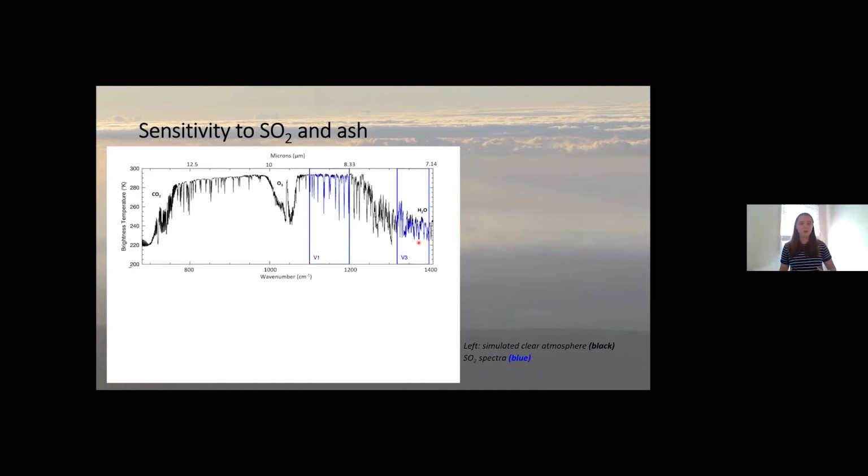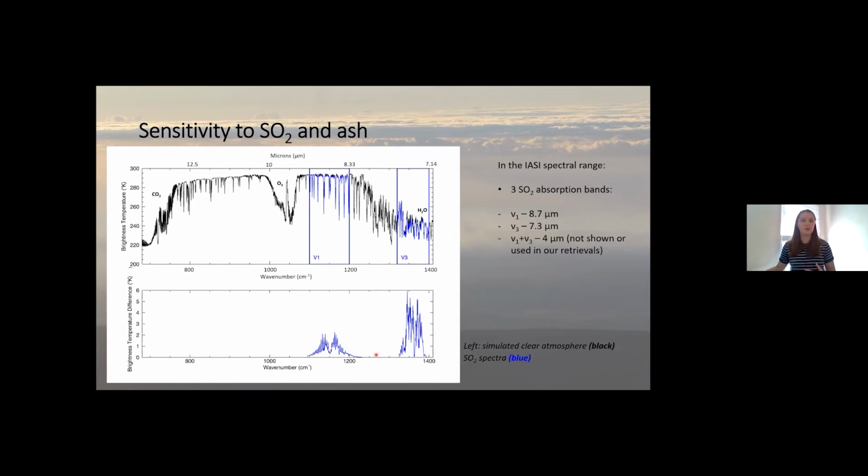If I now overplot a simulated SO2 spectrum, you can see it's quite hard to tell the difference between this and our clean atmosphere. But if we take the difference between those, it reveals two of the three SO2 absorption features within the IASI spectral range. The other one is off in this direction at around 4 microns. It's quite a small feature, so we don't use it in our retrievals.